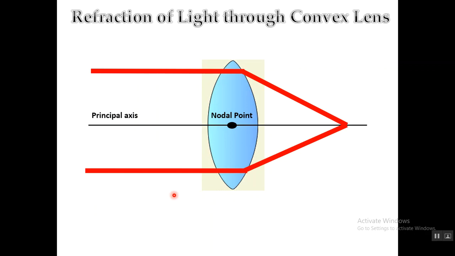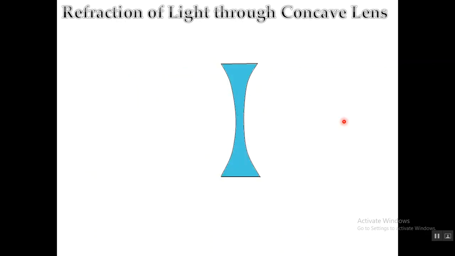When the light passes through a convex lens, it will converge to a point behind the lens called a focus or focal point. And there is a point in the lens called the nodal point. Any light passing through the nodal point will pass without refraction. The distance between the focal point and the nodal point in the lens is called the focal length. Again, the focal length is the distance between the nodal point and the focal point. This is the refraction of light in a convex lens.